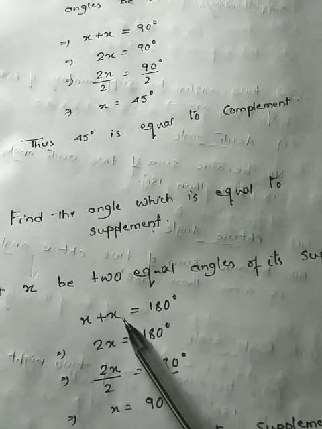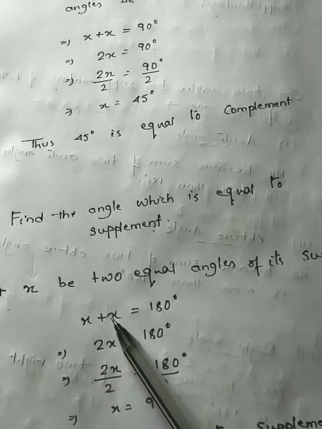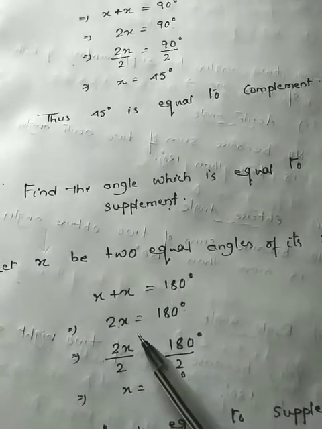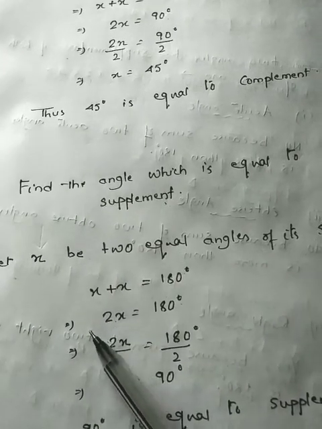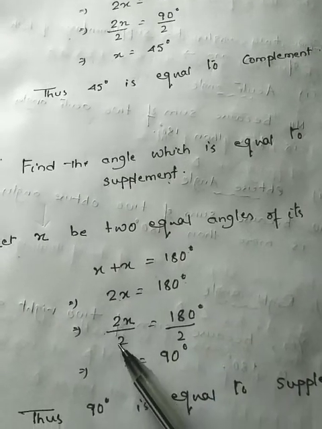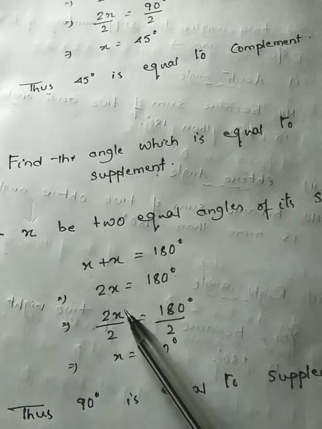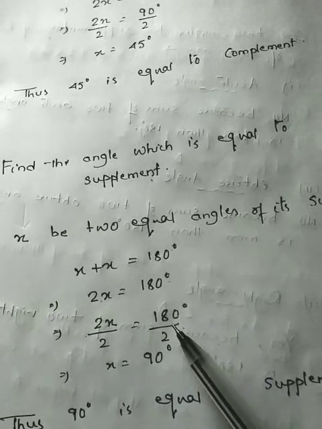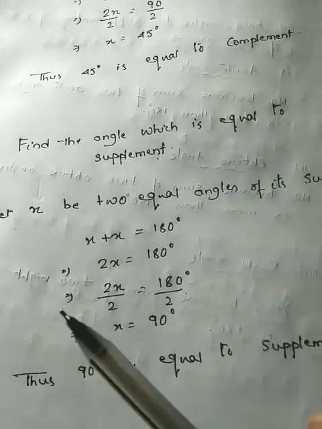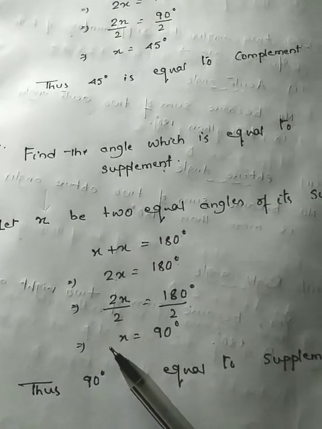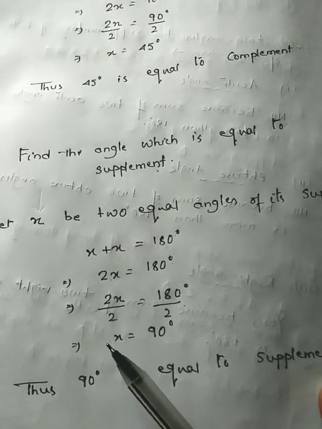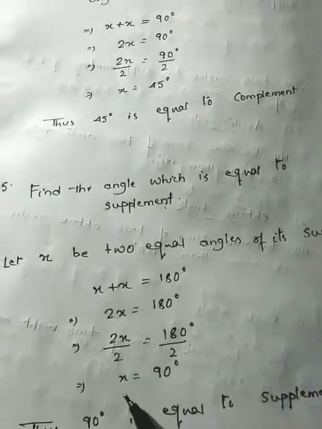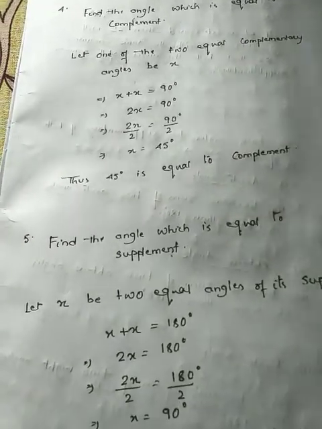So x plus x is equal to 180 degrees. x plus x is 2x equals 180 degrees. Again we have to remove this 2. So what do we have to do? We have to divide by 2 on both sides. So it will look like this: 2x by 2 is equal to 180 by 2. Remove this. 180 divided by 2 is 90. So each angle should be equal to 90 degrees, and the sum of the two angles would be equal to 180 degrees. So I have written: thus 90 degrees is equal to its supplement. So these are the solutions of question number 4 and 5.